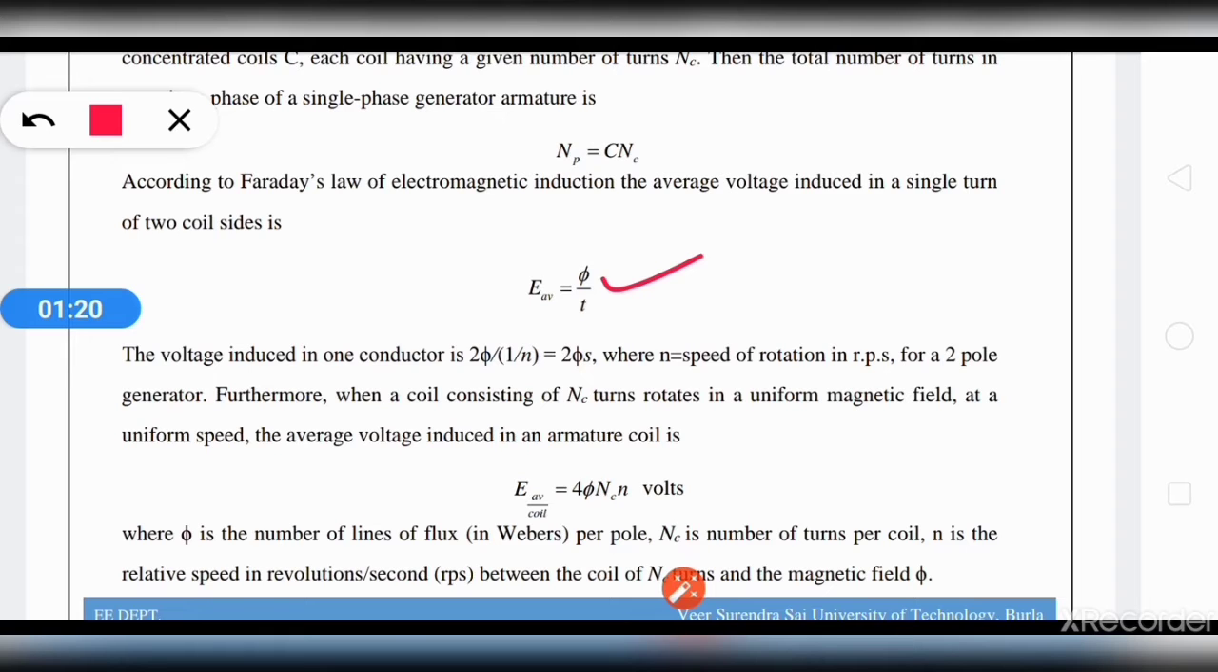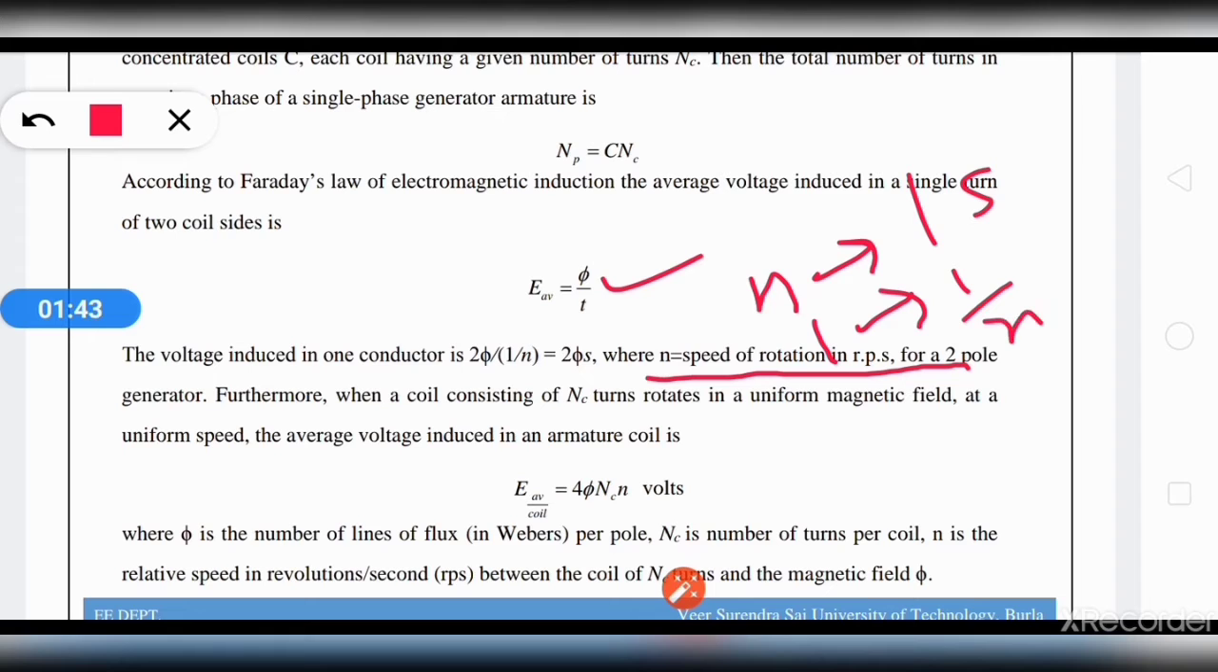So we can replace T in terms of N, as N is the speed of rotation in RPS, or revolutions per second. So there are N revolutions in 1 second. So one revolution will take 1 upon N seconds to complete. So replacing T by 1 upon N, for one conductor the induced EMF equation becomes phi upon 1 upon N.